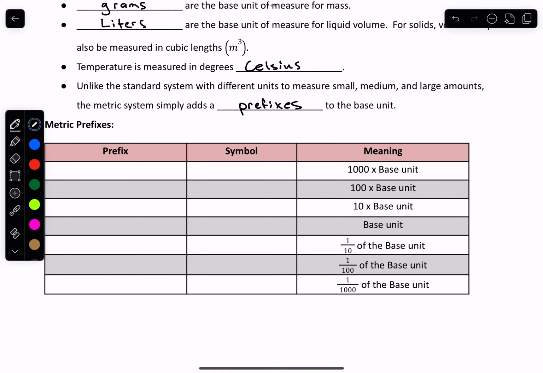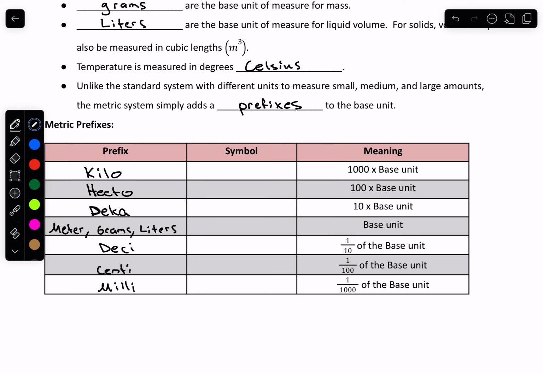So first, I'm just going to list out all the prefixes, then we'll talk about their symbols and what they mean. So in order, we have the prefix kilo, then we have hecto, deca, oh, that is a D over there. Then we have the actual unit of measure. So this is where we would put the meters, the grams, or the liters. Then on the other side of the base unit, we have deci, centi, and milli.